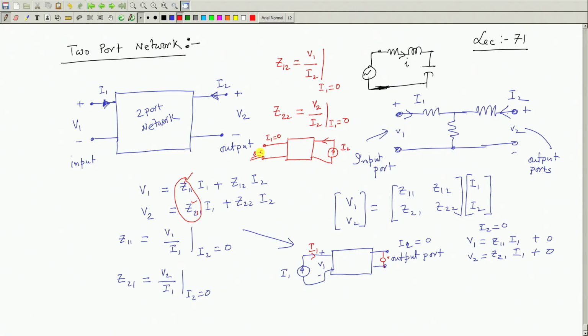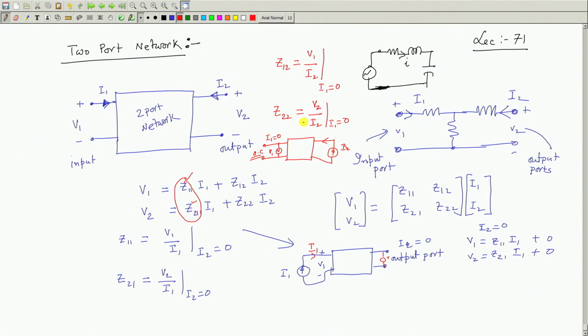Z12 is, and measure this voltage, that is V 1. There will be voltage existing, although it is open circuit. And I say that okay, then your Z12 will be this voltmeter reading V 1 divided by the current with which you have excited the output port, with I 1 equal to 0. That is, this side is open circuited, excite this with a current source.